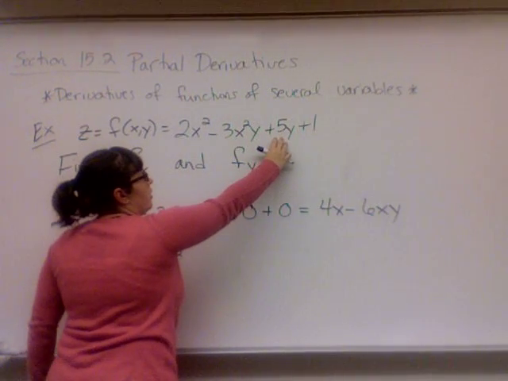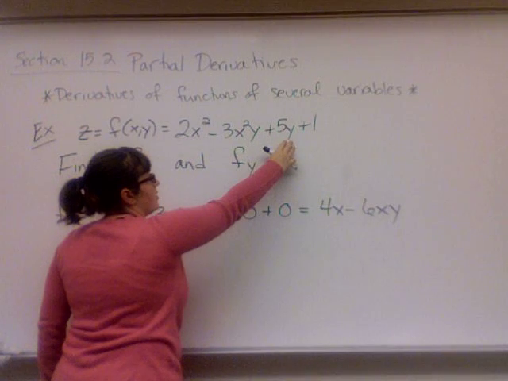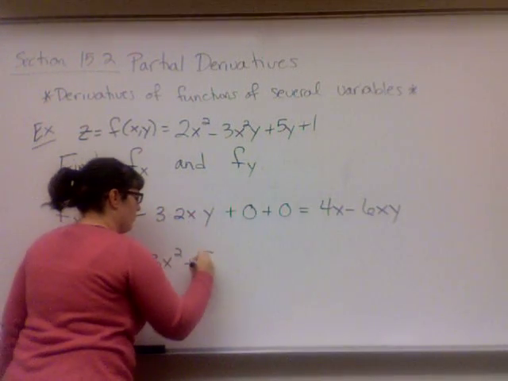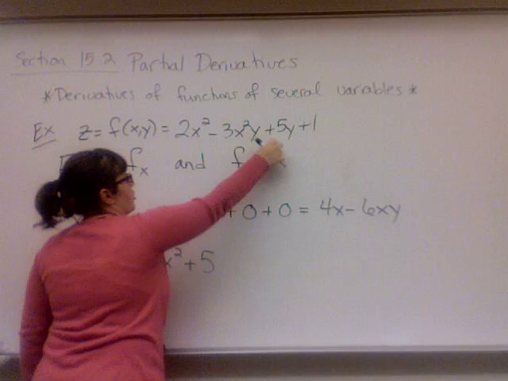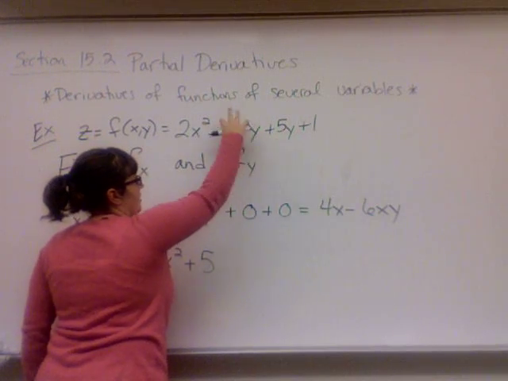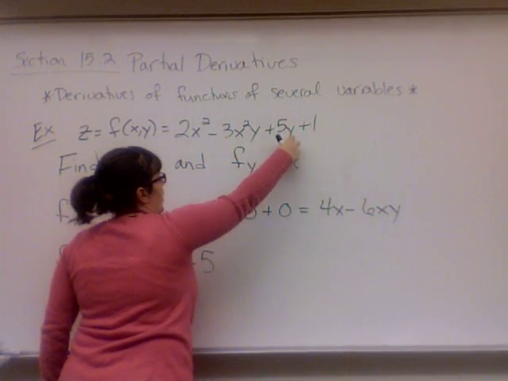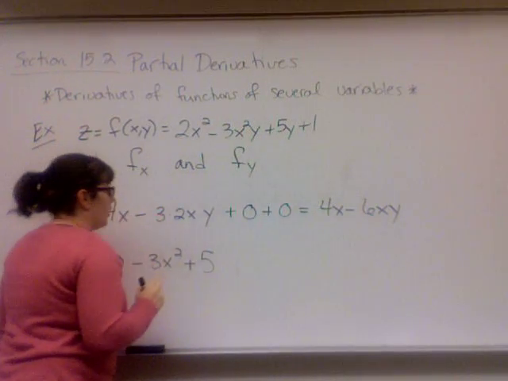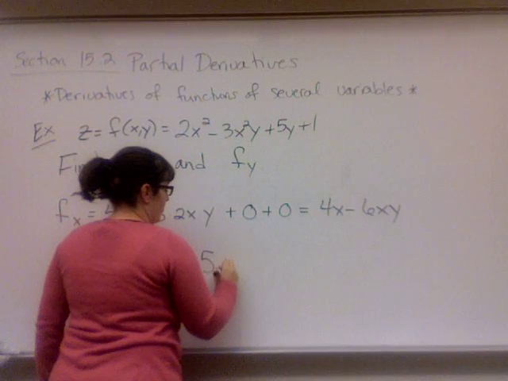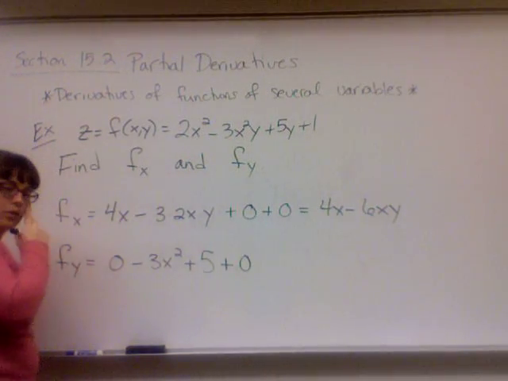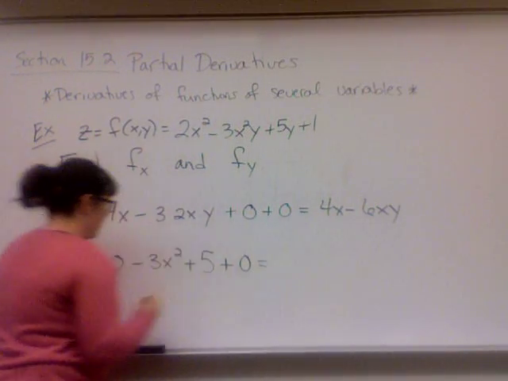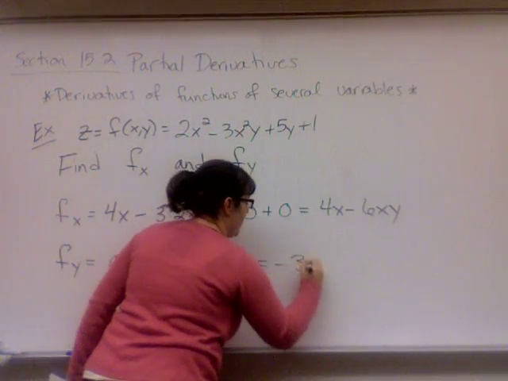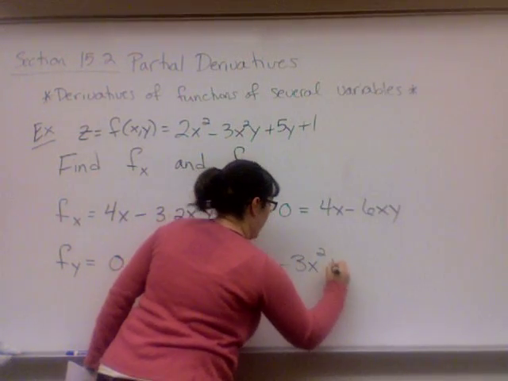Same thing here. The derivative of 5y is 5. Notice we just used the same logic between these two terms here. It says number times y, number times y. And the derivative of 1 is 0. So f sub y here is negative 3x squared plus 5.